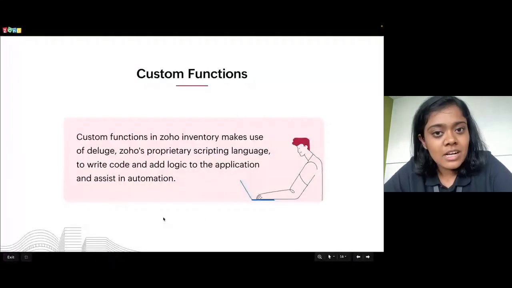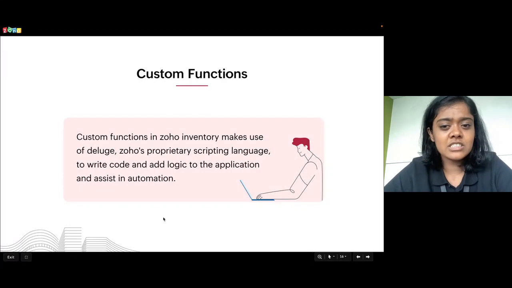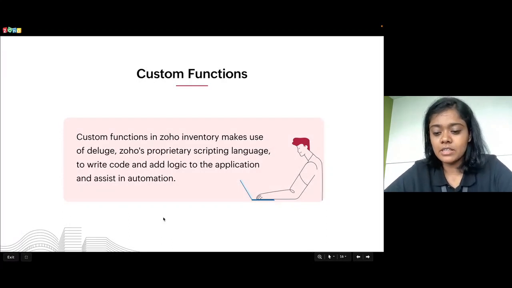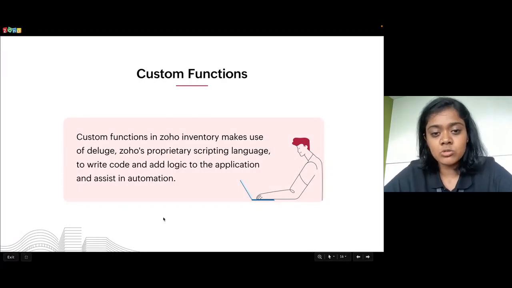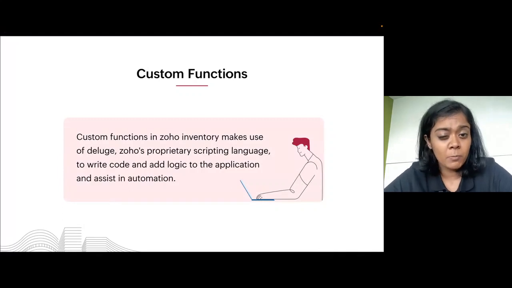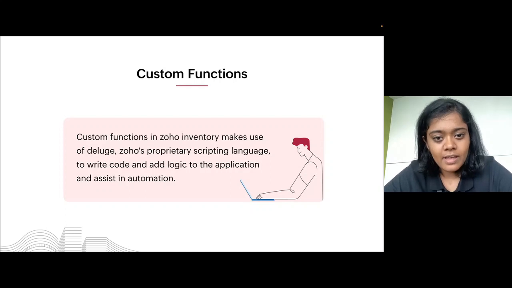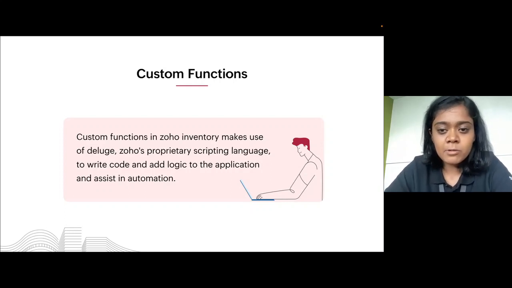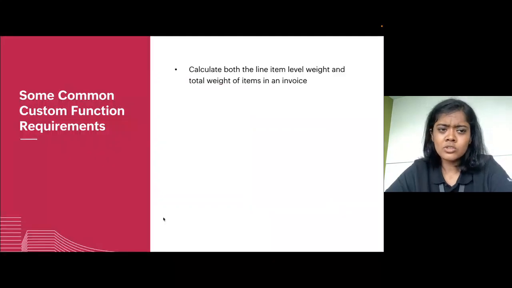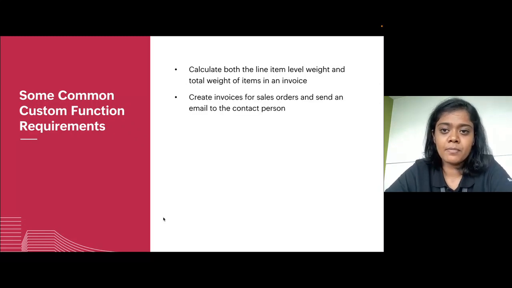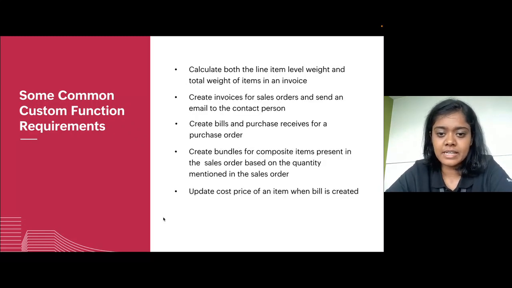Custom function. When it comes to automation, custom function is something which is very important. Custom function makes use of Deluge, which is Zoho's own proprietary scripting language. We'll be using this to write the code, and using that logic, we'll be able to aid the automation process. I'm just going to list out certain common custom function requirements which we implemented over time, as you can see on the screen.